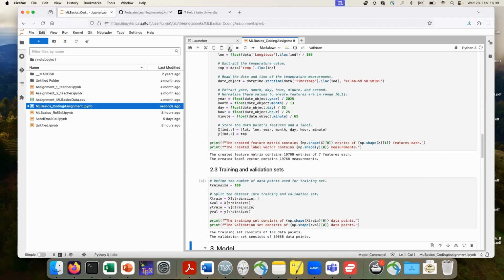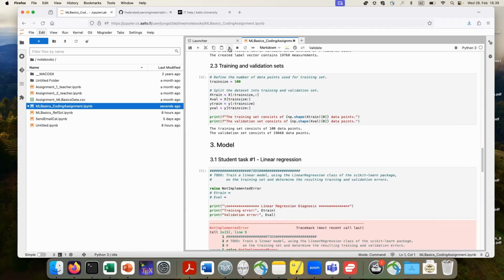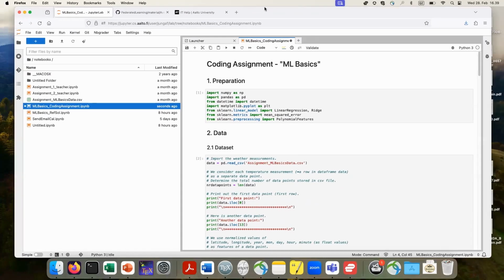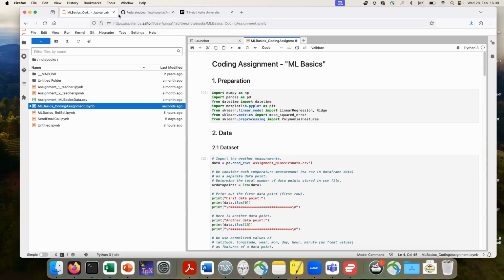Yeah, so this is the first coding assignment. Regarding prerequisites, we assume you are familiar with Python using numeric arrays, fitting basic machine learning models using the scikit-learn package. Otherwise, of course, you can cover up for missing prerequisites yourself, but we do not offer too much support for this.